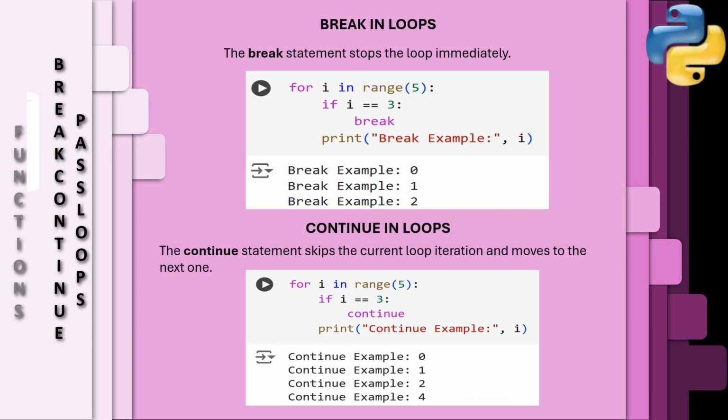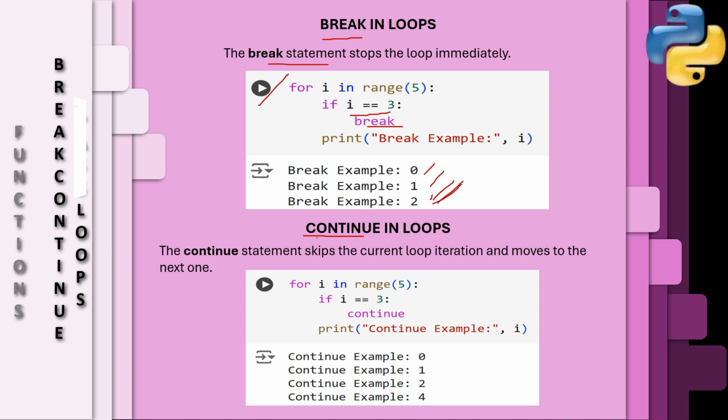Python provides loop control statements to alter the flow of loops. They are break and continue. Break statement stops the loop immediately and exits the loop permanently. As we can see in this example, if i is equal to 3, then this break statement will execute. After printing 0, 1 and 2, as this condition is met, this break will stop the loop immediately and exit the loop. So we cannot see the break example 3 and 4 to be printed in the console.